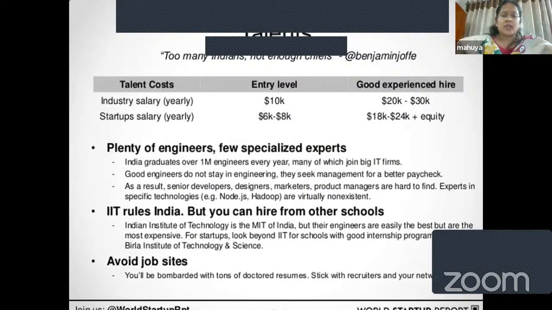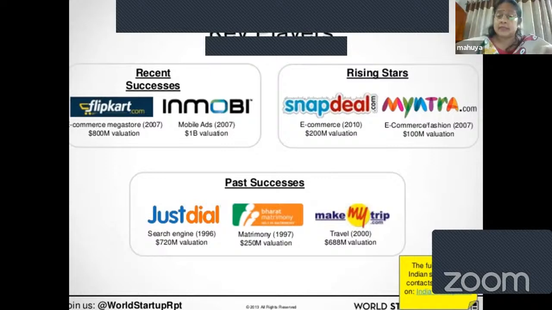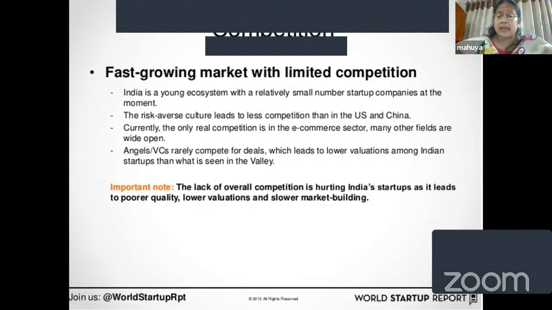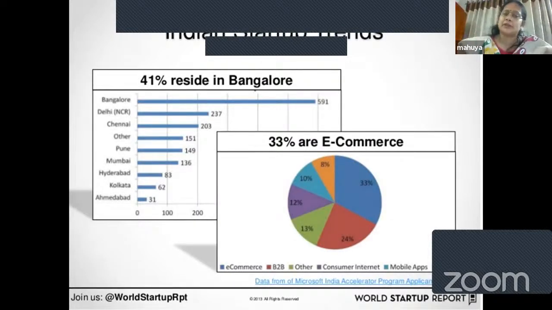So I think you all know India has a lot of talents. These are the key players in India. Flipkart, Amazon, all these, they all are startups. And in this fast growing area, we are facing major competition. So how to cope up with this competition?